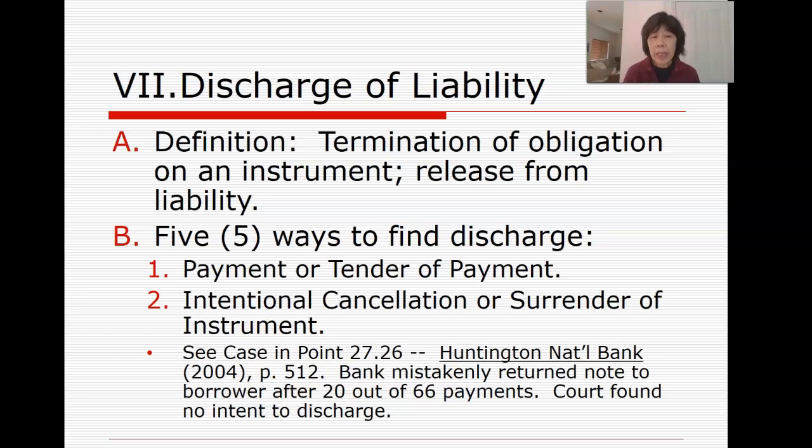Let's look at the second method of discharge. The second method of discharge is the cancellation or the surrender of the instrument. Now, if the bank to whom you owe money cancels the instrument and they intended to cancel it, then that will be a good and effective discharge. Now the case here from your textbook is a case where the bank did not intend to cancel the instrument, and so it was not an effective discharge.